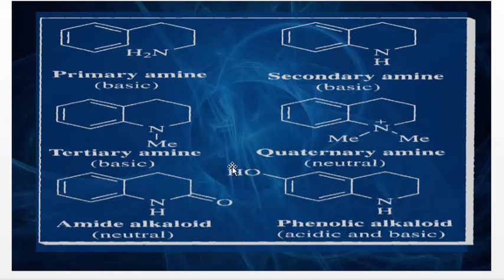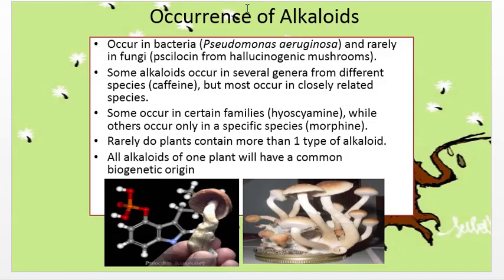Basic properties. Why? Because another benzene ring contains an OH group. This is a phenol ring, with acidic property. This is related to the pyridine ring, the ring of the heterocycle. Occurrence of alkaloids.